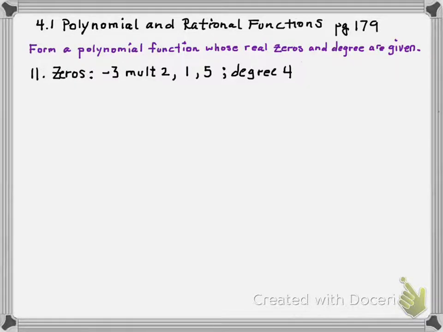Okay, for this last one, you got to be really good at bookkeeping. All right, so we've got some zeros here. Now notice one of the zeros is -3, but it has a multiplicity of 2, and then we have a 0 of 1 and 5. So this will be ultimately a polynomial function that's a 4th degree. All right, so let's get started.